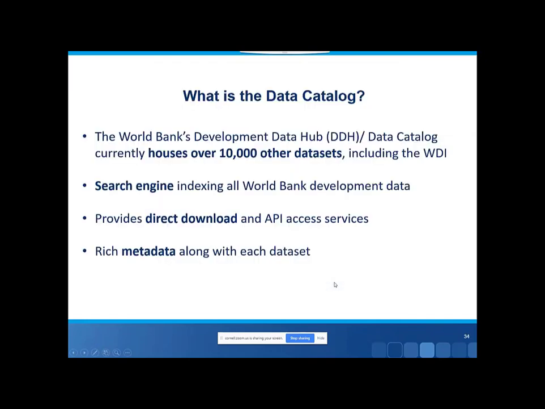So what is the data catalog? It's basically a large data repository. You can use its search engine to search among the many available data sets. Users can also download the data and access metadata for specific data sets and indicators.